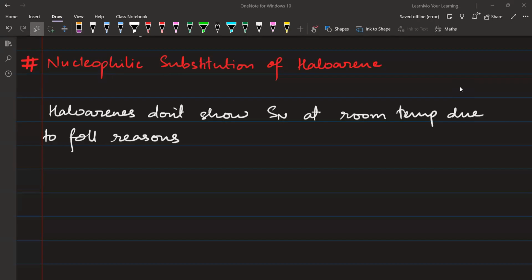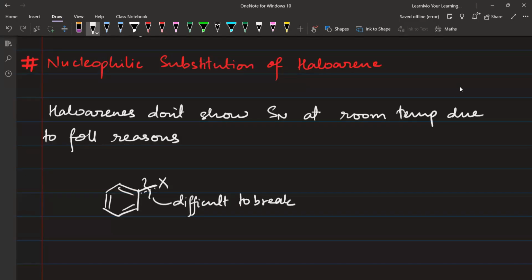First reason is that if we see the structure of haloarine, then haloarine has something like this structure. Halogen atom here. Please don't write this down. There is a double bond character here because of resonance. And since this carbon halogen bond gets a partial double bond character, this bond is difficult to break. If nucleophilic substitution is happening, then obviously the CX bond will be broken and a carbon nucleophile bond should be formed. Until the CX bond is broken, we cannot have the CNu bond. Because of partial double bond character, it is difficult to break. First thing is that.